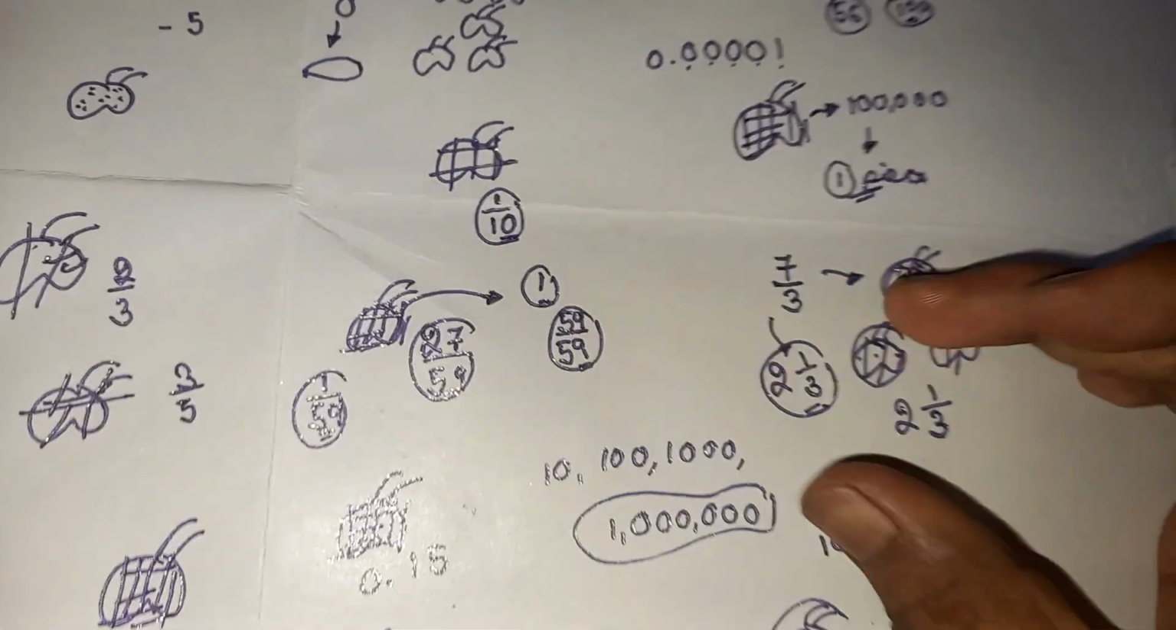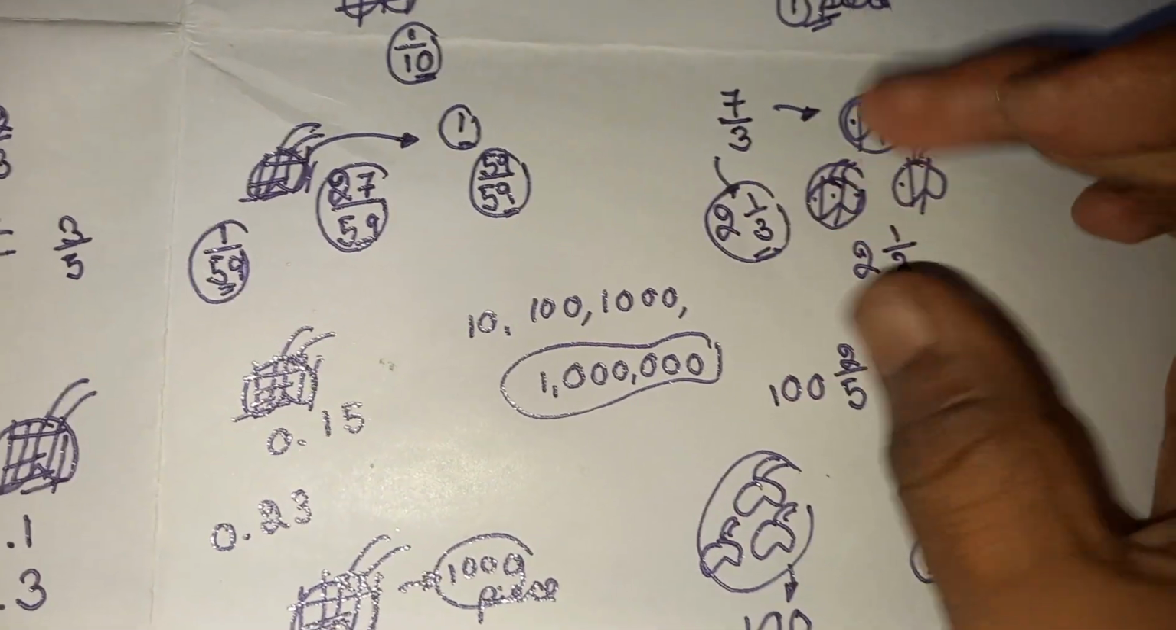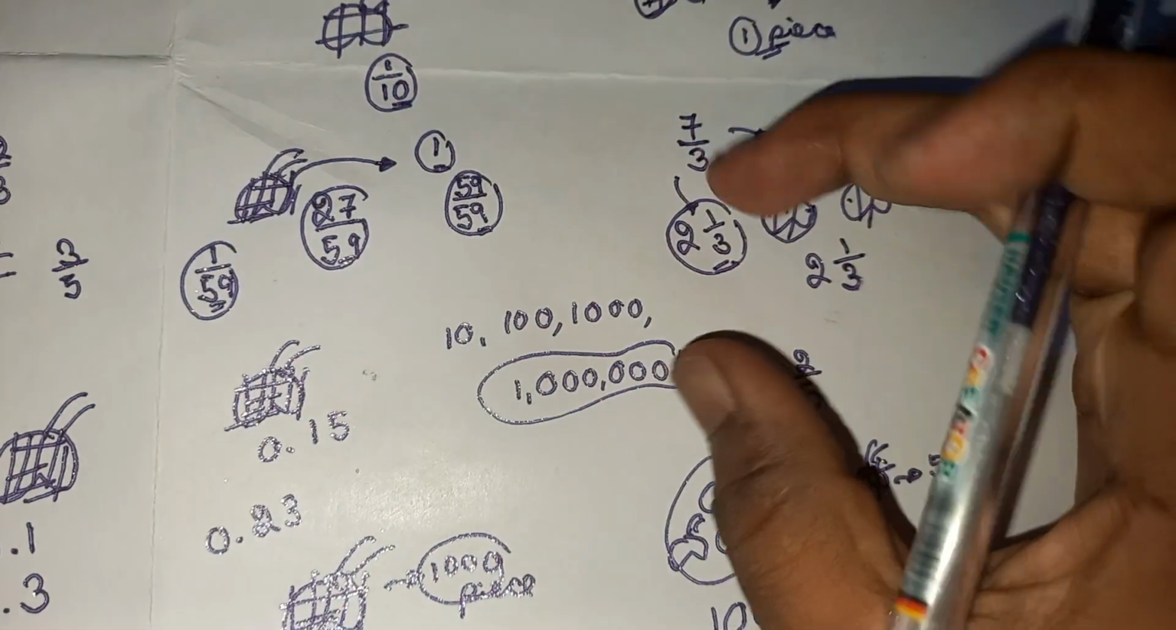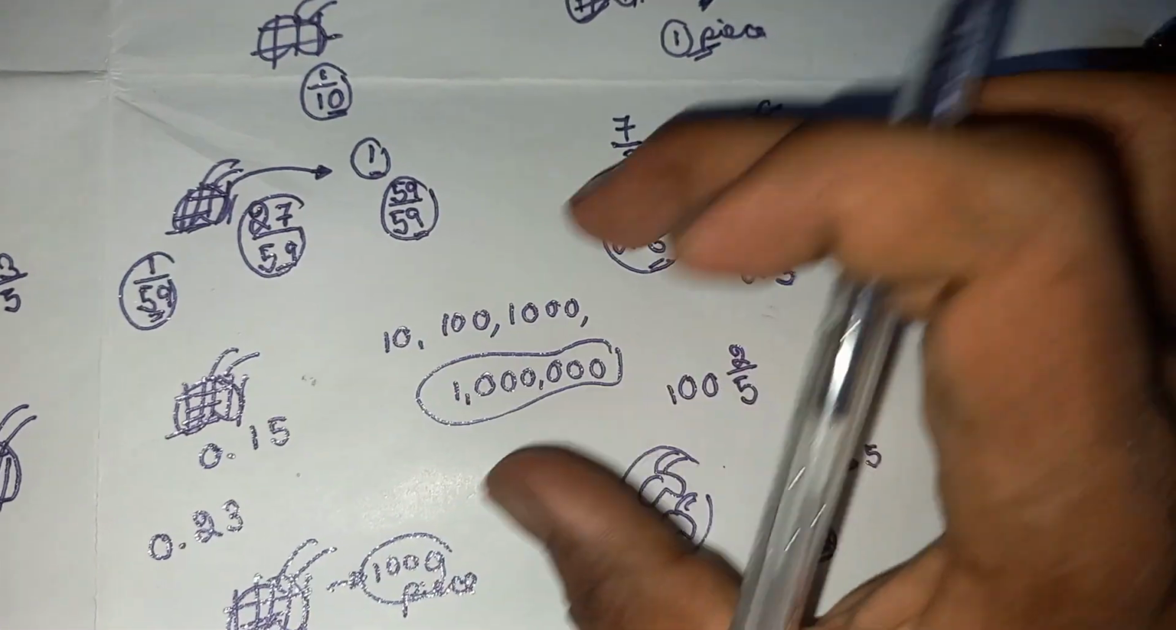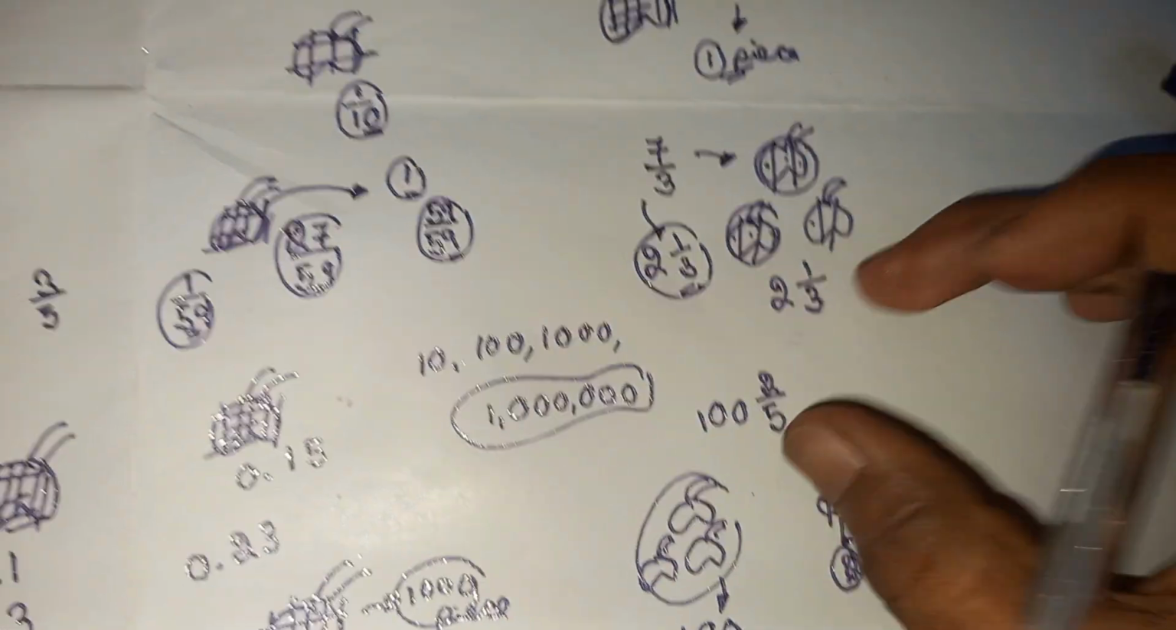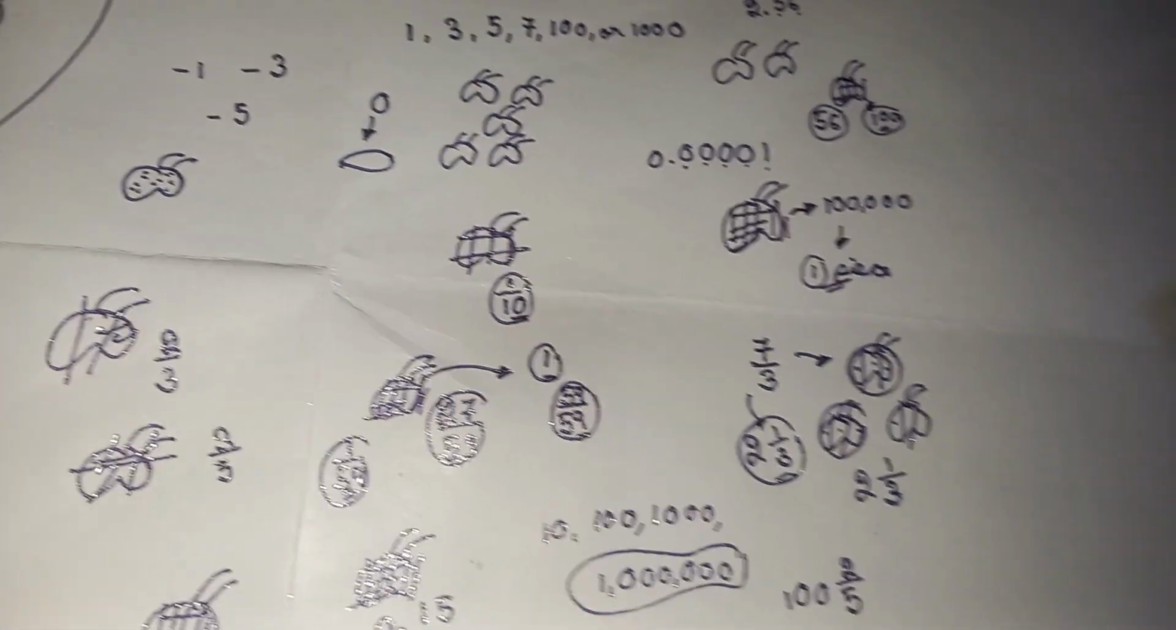Like this, if you convert these improper pieces into proper in tens, hundreds or thousands of pieces, you can convert decimal into fraction or fraction into decimal numbers.